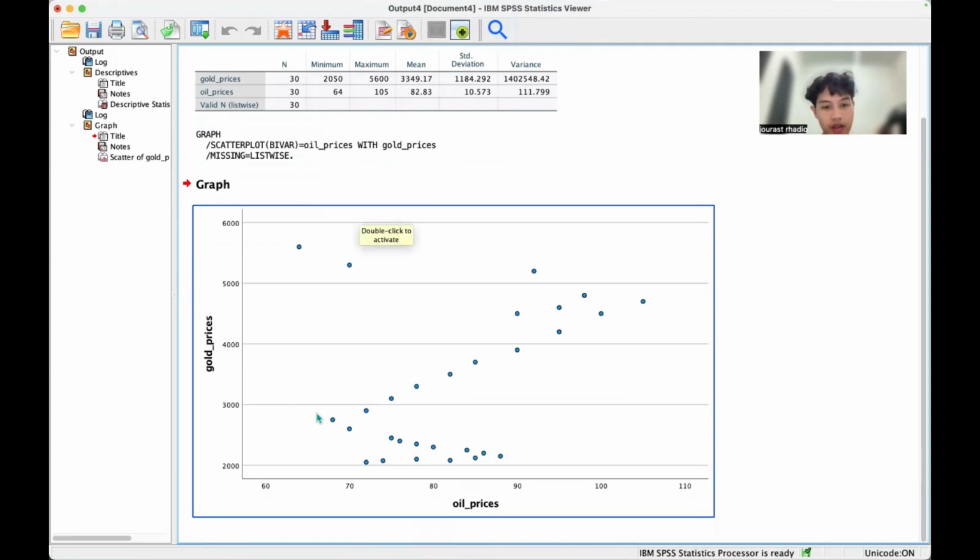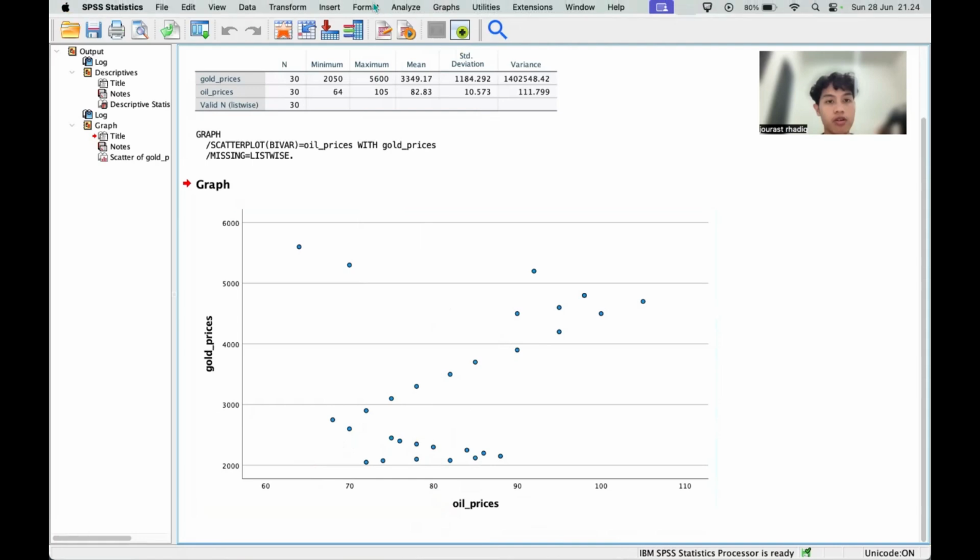If you see here, they have positive relationship for the gold prices and oil prices, meaning that every time oil prices go up, gold prices follow and go up. But here we don't have a perfect positive relationship because there are some dots here that don't follow the line, meaning that they have moderate positive relationship.